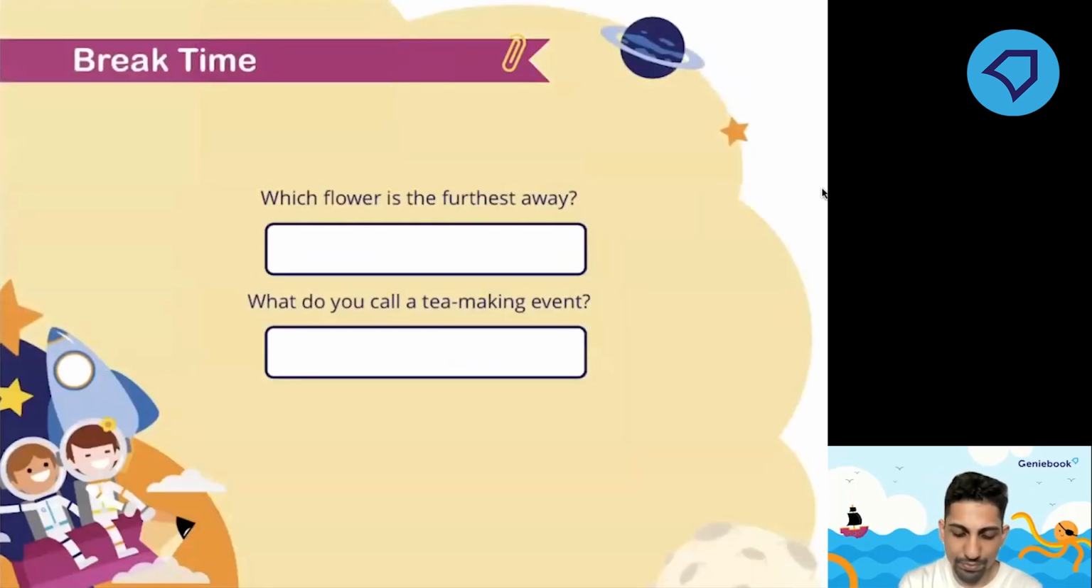And break time. Which flower is the furthest away? Far, far away. Sunflower. Okay, I like that because the sun is far away. Cool. But I want a bigger pun. Celine, you are right. Wait. How are so many people getting it? You guys must have been here on the other lessons, right?